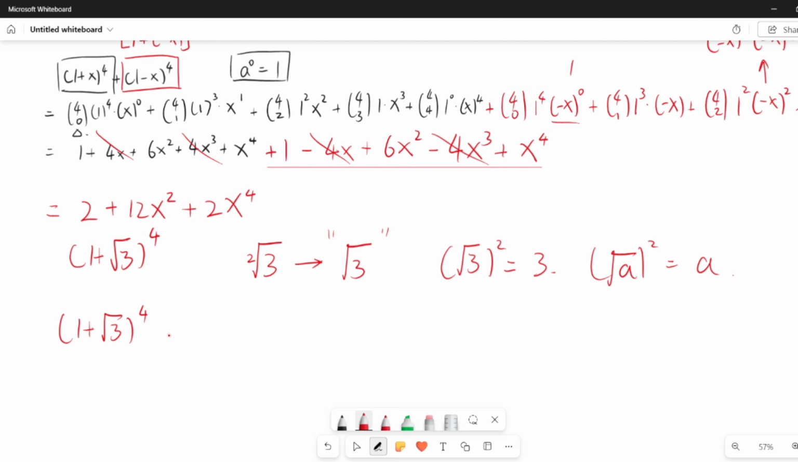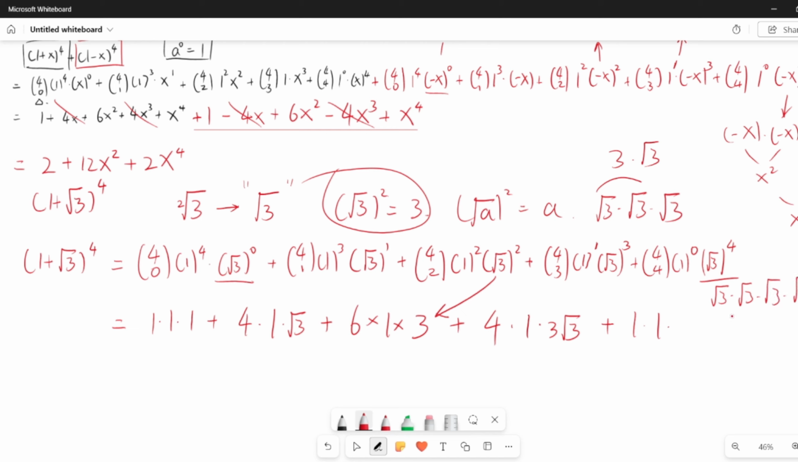Right, so that's 4 by 1 by root 3 to the power of 3. That's root 3 by root 3 by root 3. So this answer will be, firstly, that's 3. So 3 by root 3 is actually 3 times root 3. And plus 1 by 1 by root 3 by root 3 by root 3 by root 3. So that would be 3 by 3, so that would be 9.